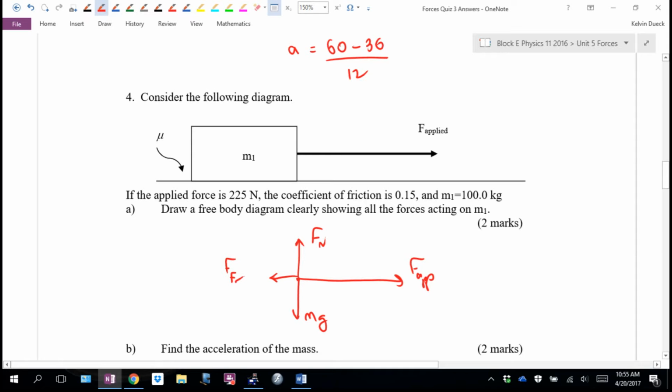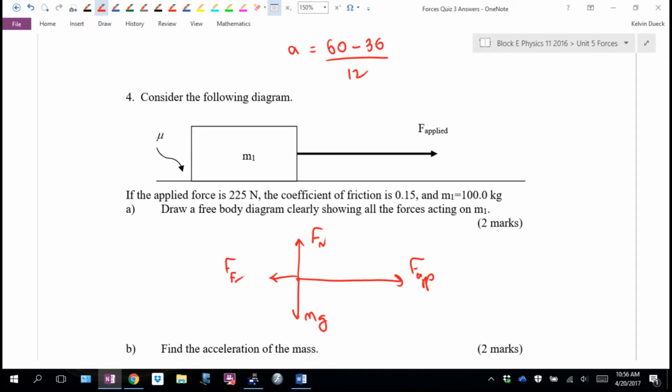How many arrows did I draw? 4. How many marks is this worth? 2. What would be a clever marking scheme? Maybe half mark per arrow? So if you botched one of the arrow's lengths, for example, if you have friction bigger than F applied, I'm taking a half mark off.